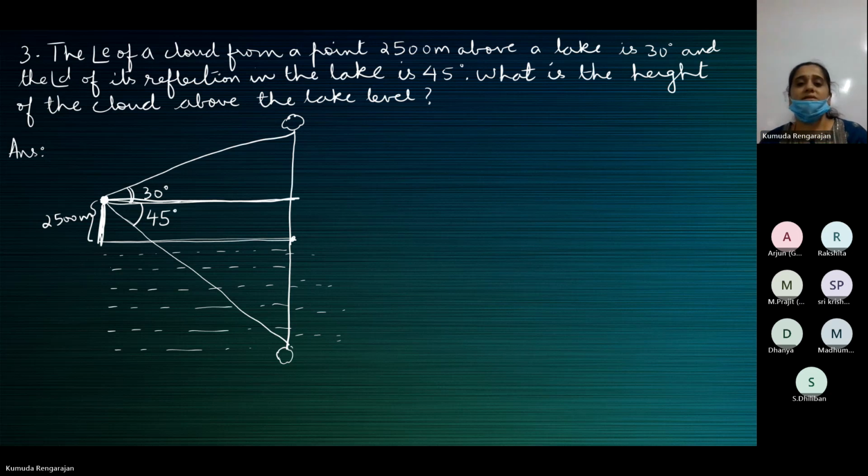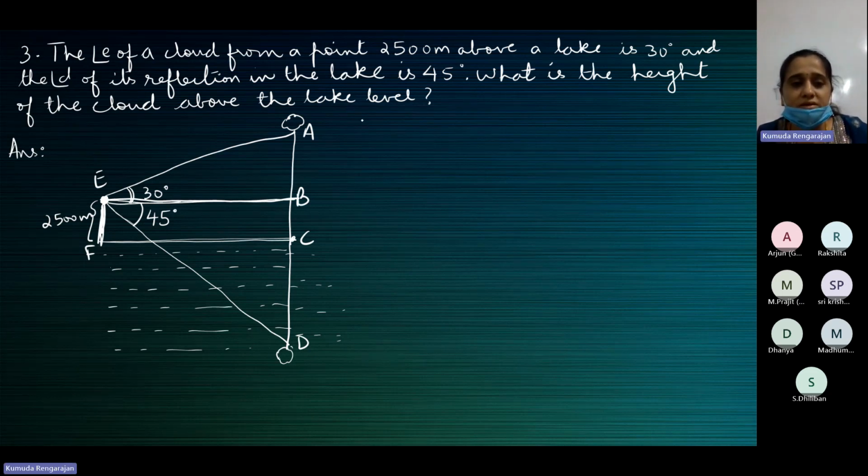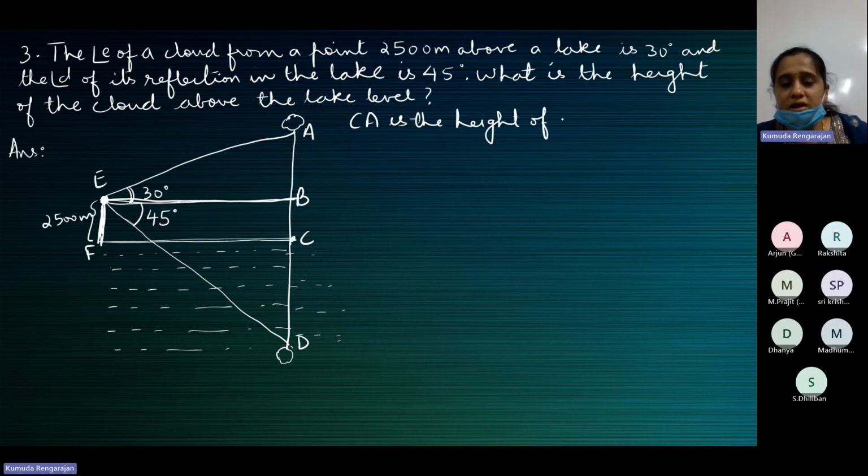Okay. Now, what is the height of the cloud above the lake level? So you need to find this one. So let's mark off. We'll just call this A. All the points should be marked. So A, B, C, D, E, F. So CA is the height of the cloud above the lake.